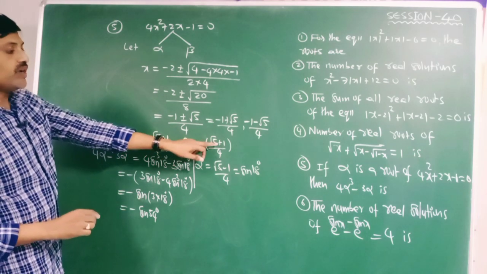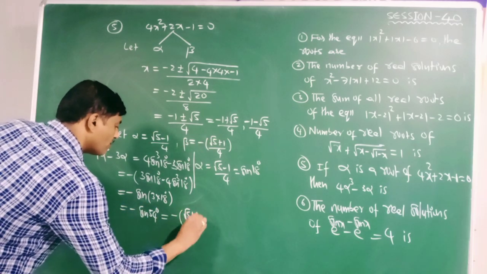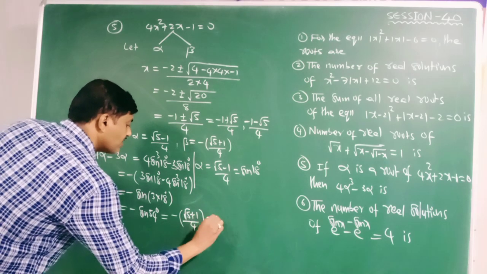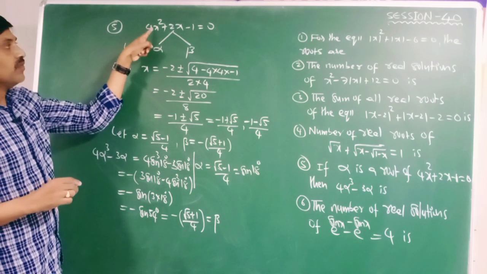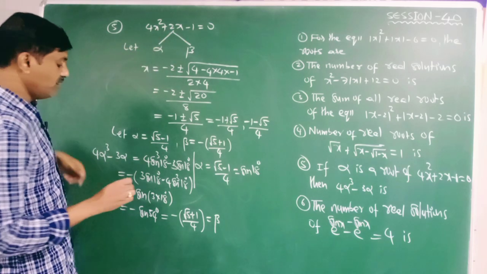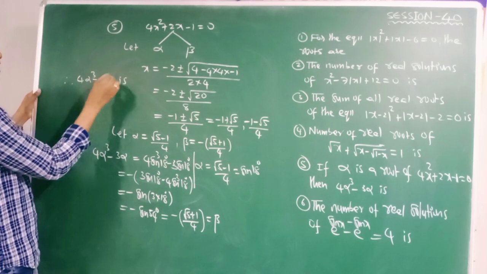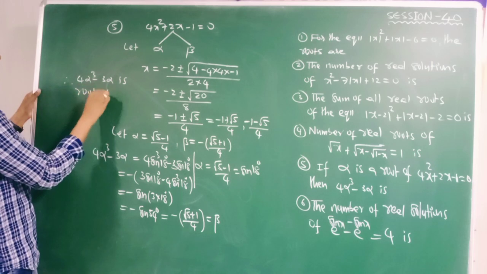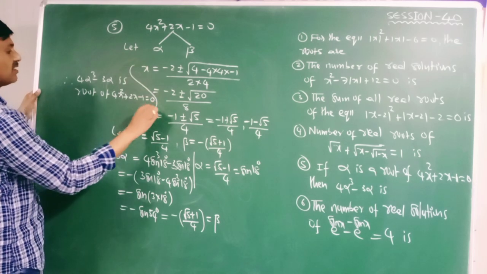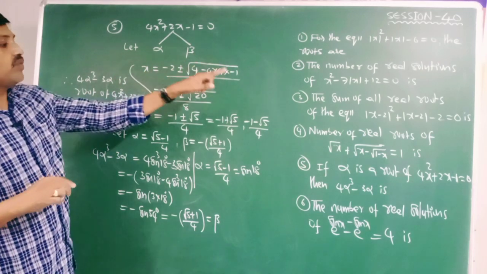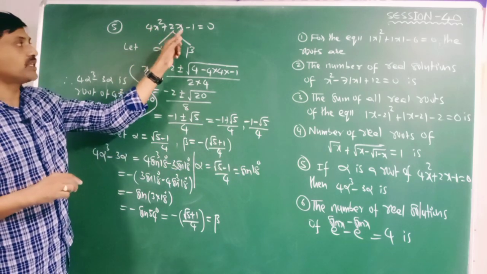Sine 54, you know very well, is root 5 plus 1 by 4. This is equal to beta. Therefore, it is also a root of the quadratic equation 4x square plus 2x minus 1 is equal to 0. Therefore, 4 alpha cube minus 3 alpha is a root of 4x square plus 2x minus 1 is equal to 0.